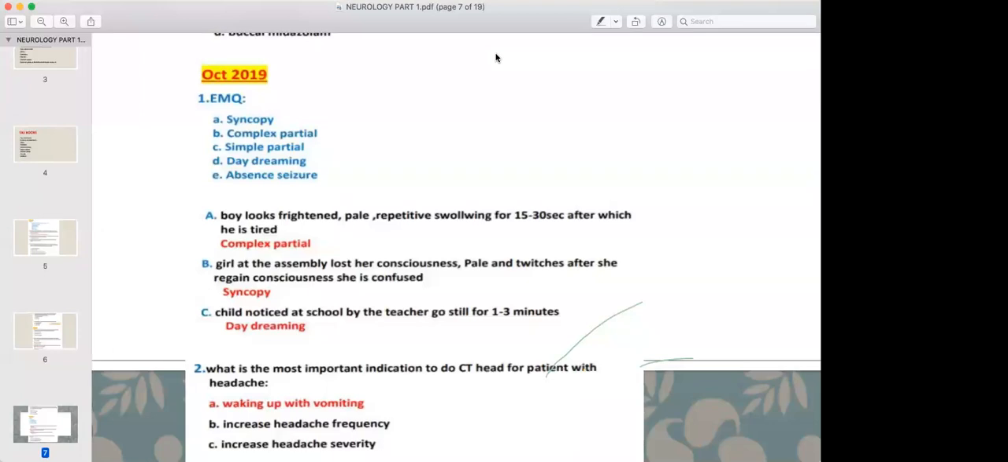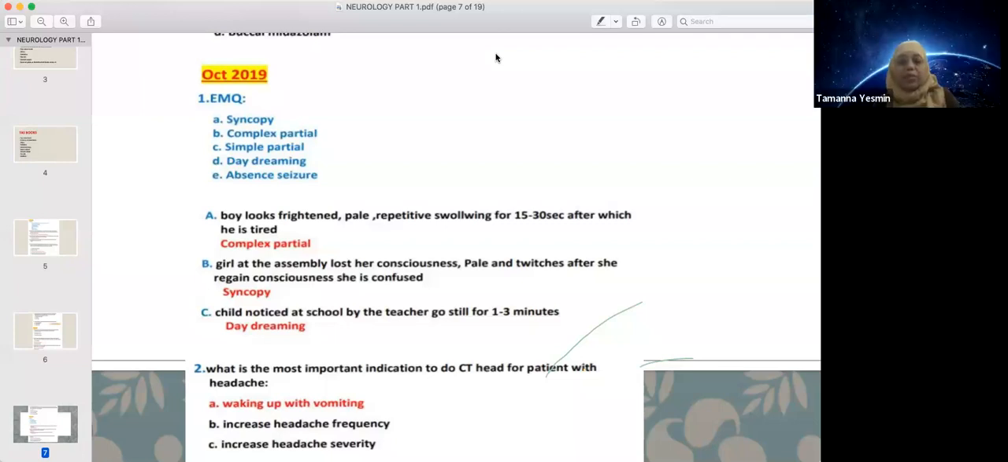And simple partial is usually a short time. Usually it does not convert into generalized, but complex partial can go into generalized, because this is high risk. This is a high risk seizure.